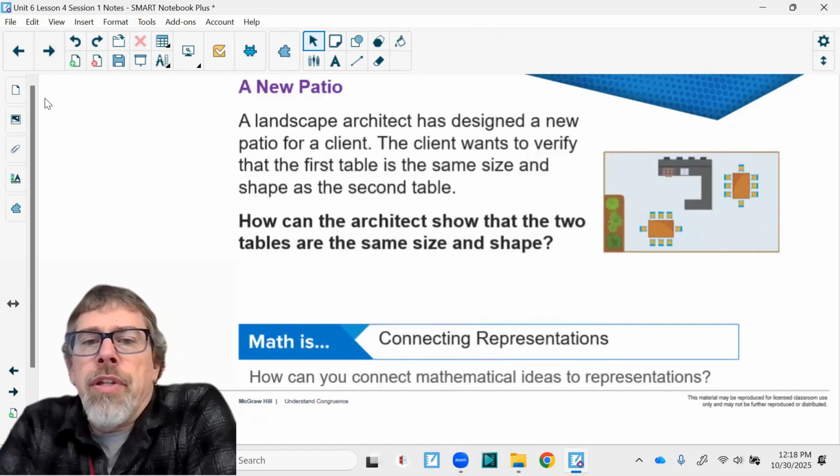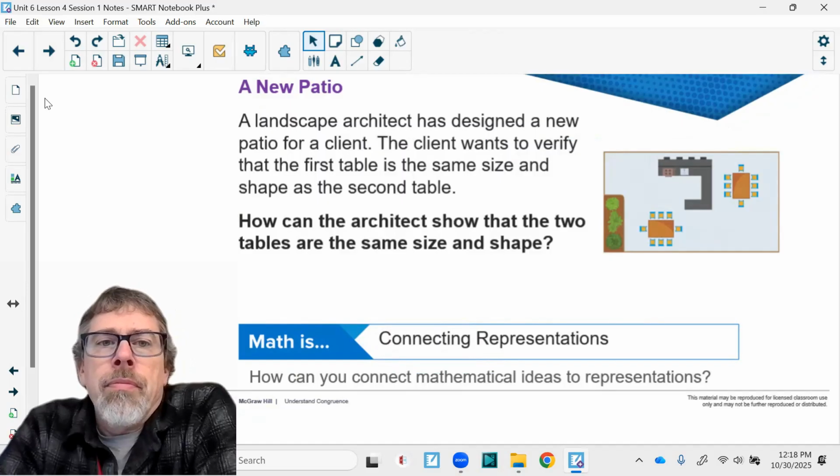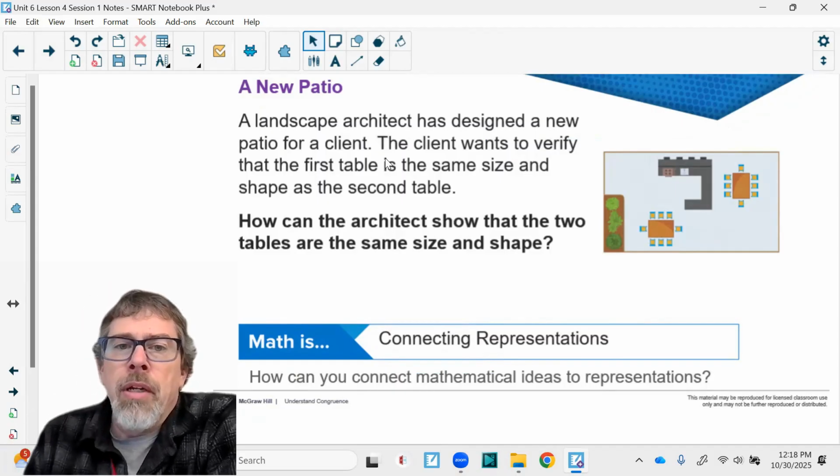So here's the first thing, a new patio. A landscape architect has designed a new patio for a client. The client wants to verify that the first table is the same size and shape as the second table. How can the architect show that the two tables are the same size and shape?